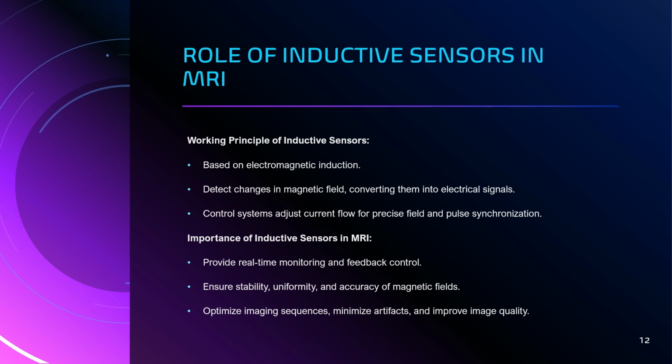Inductive sensors are also used in RF coils for tuning and matching purposes. These sensors monitor parameters such as coil impedance and resonance frequency to optimize RF transmission and reception efficiency.